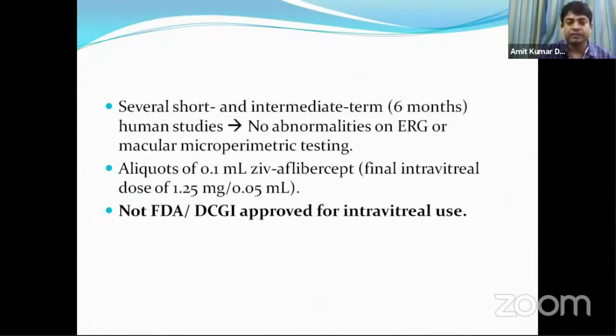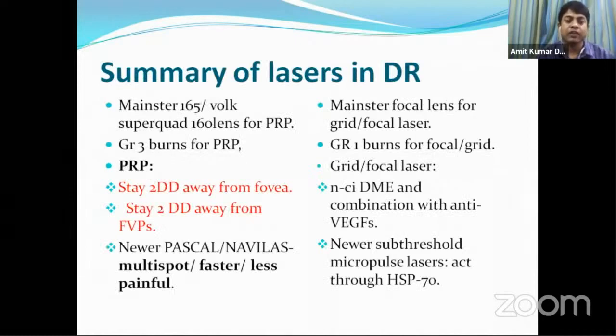So to summarize, for lasers, for PRP we have the Mainster 165 or the Volk Super Quad lens, and with grade 3 burns we should opt for PRP, and we should stay 2 disc diameters away from the fovea or the FAZ. And we have the newer Pascal or Navilas, which helps in giving multi-spot and faster laser with less pain to the patient. For grid and focal laser, we should go for grade 1 burns, and for non-central involved DME, we can use grid or focal laser.